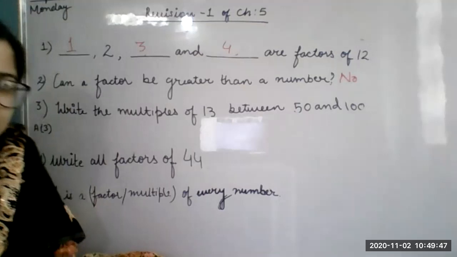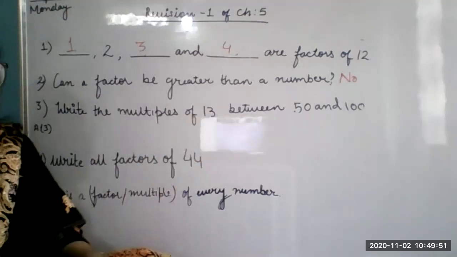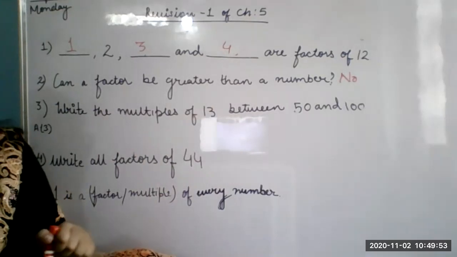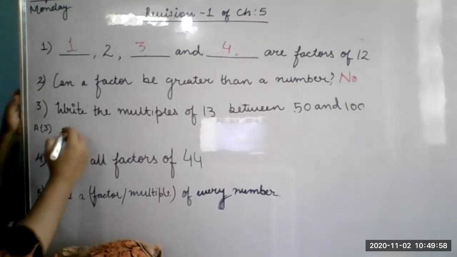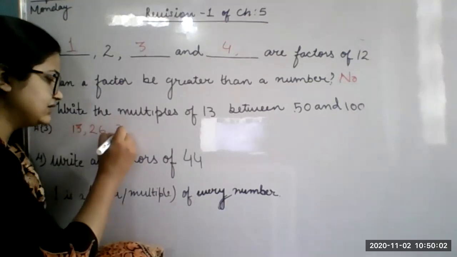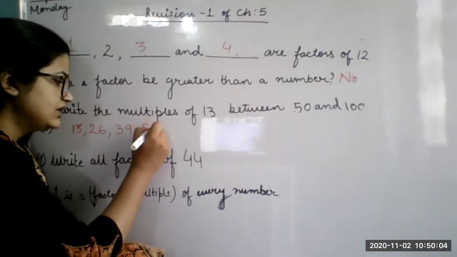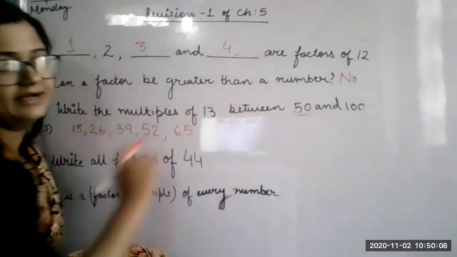Okay. So I was telling you about question number 3. Write the multiples of 13 between 50 and 100. If I ask you to simply write down the multiples of 13, how will you write it? 13 ones are 13, 13 twos are 26, 13 threes are 39, 13 fours are 52, 13 fives are 65. But if you can see, they are asking between 50 and 100.